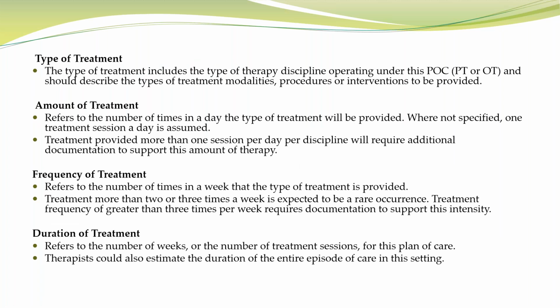The type of treatment, you need to include this. The type of treatment includes the type of therapy discipline operating on the plan of care. That's either physical, occupational therapy, or speech therapy, and should describe the types of treatments, modalities, procedures, or interventions to be provided. You do need to specify PT or OT, but you don't necessarily have to specify every single modality or procedure you're going to do. You can give a list of them, and that can change throughout therapy.